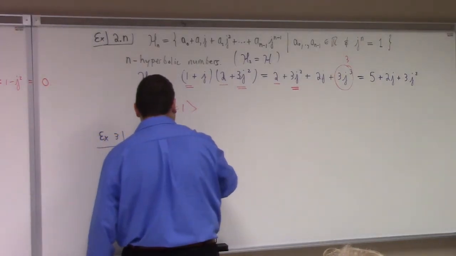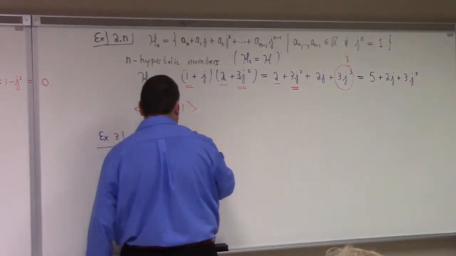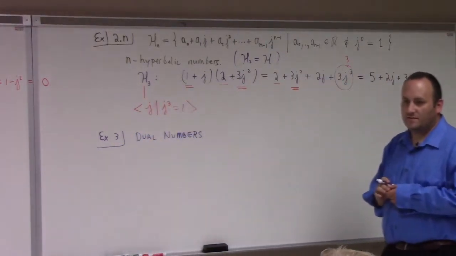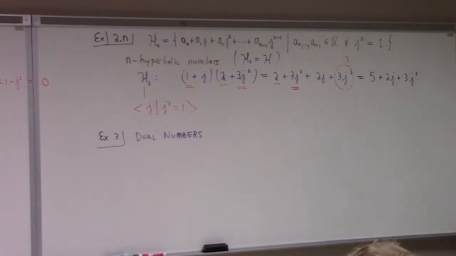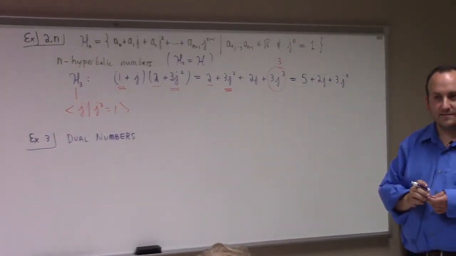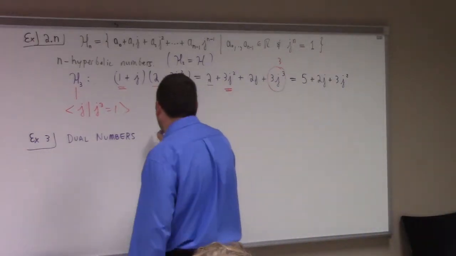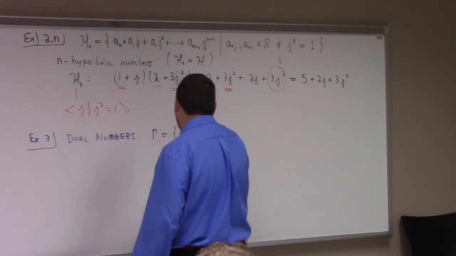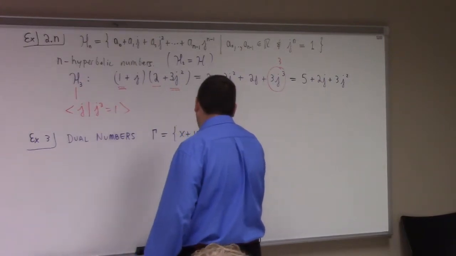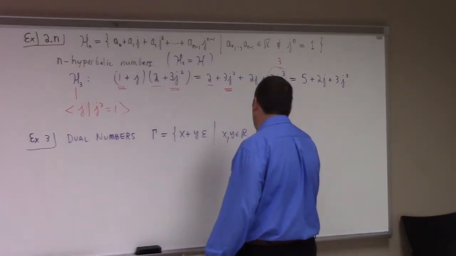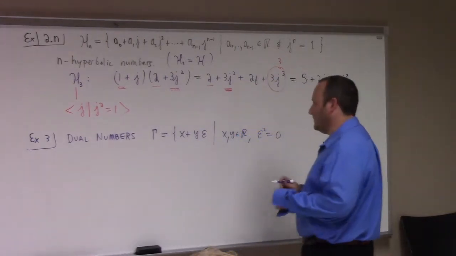Dual numbers, one application is as a heuristic, back-of-the-hand model of infinitesimal calculus. What's epsilon? Epsilon's really small. What should epsilon squared be? 0, right? So the dual numbers, which I typically denote with gamma, are things of the form x plus y epsilon, such that x and y are real numbers, and epsilon squared is 0.